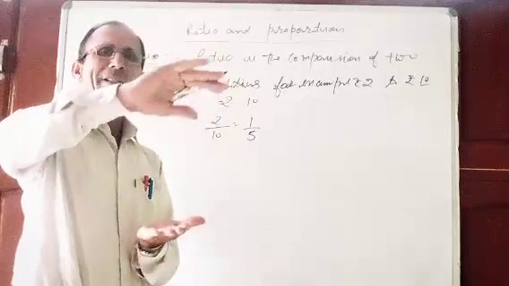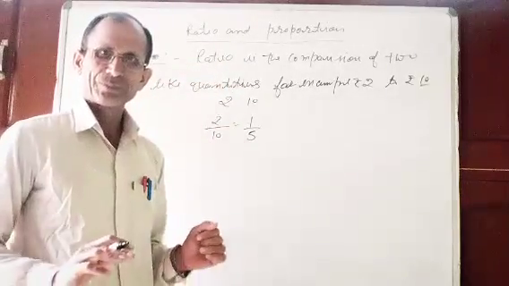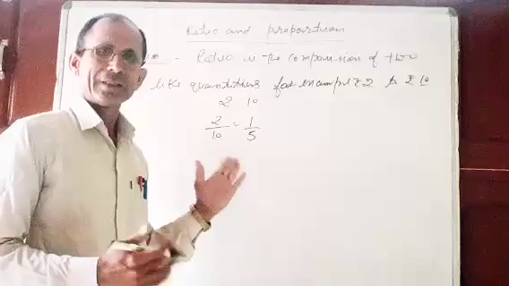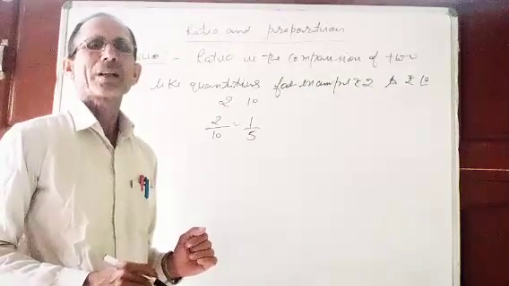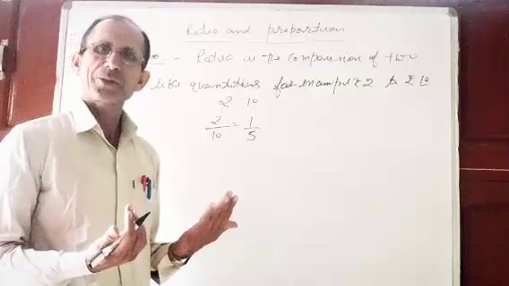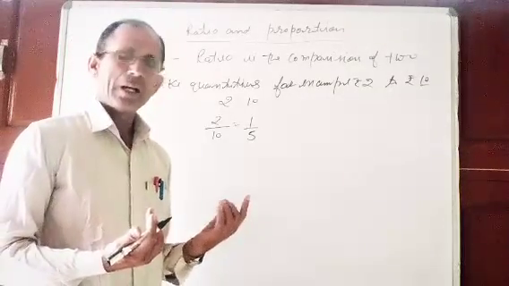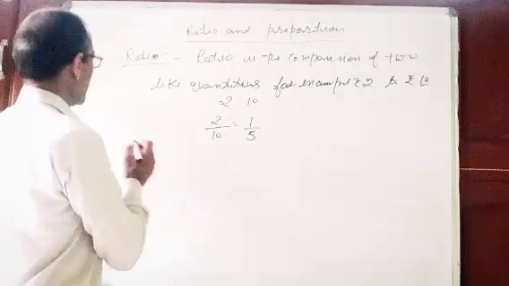So comparison is always found by division. How many times one thing is included in the other? That is called a comparison or a ratio. Have you understood? Okay.